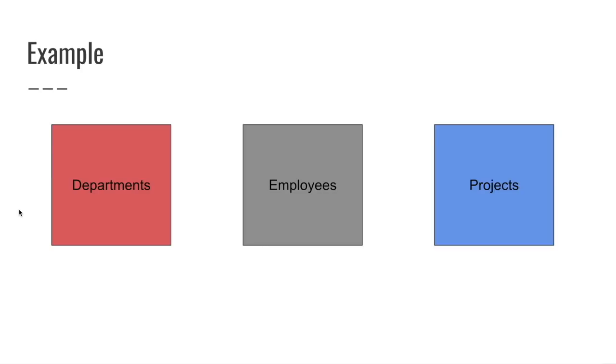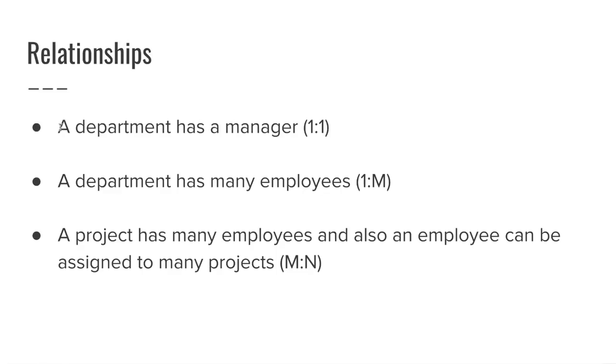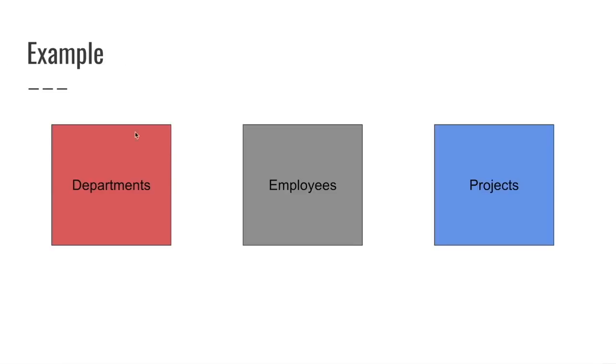So let's say you have these three entities. You have departments, you have employees, and also you have projects. Let's see what the relationships are between departments, employees, and projects. One of the relationships that we are going to map is that a department has a manager. That manager is also included in the employees, right? Of course, a manager is also an employee.